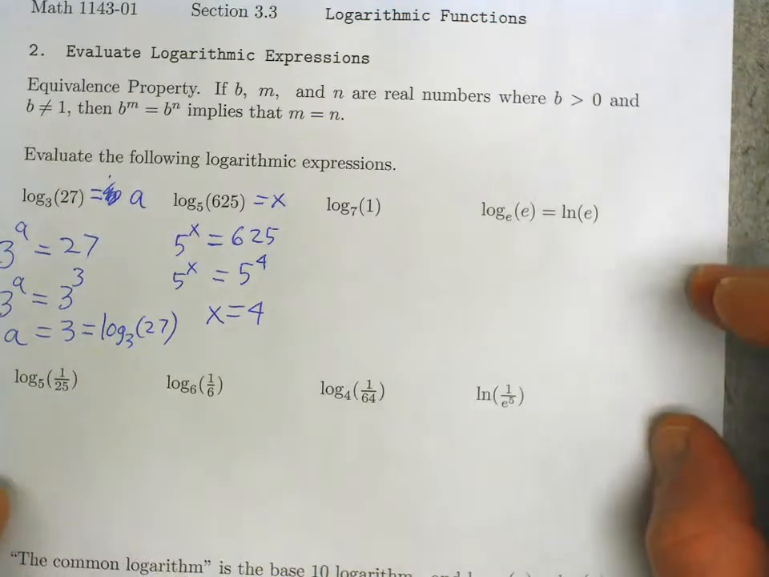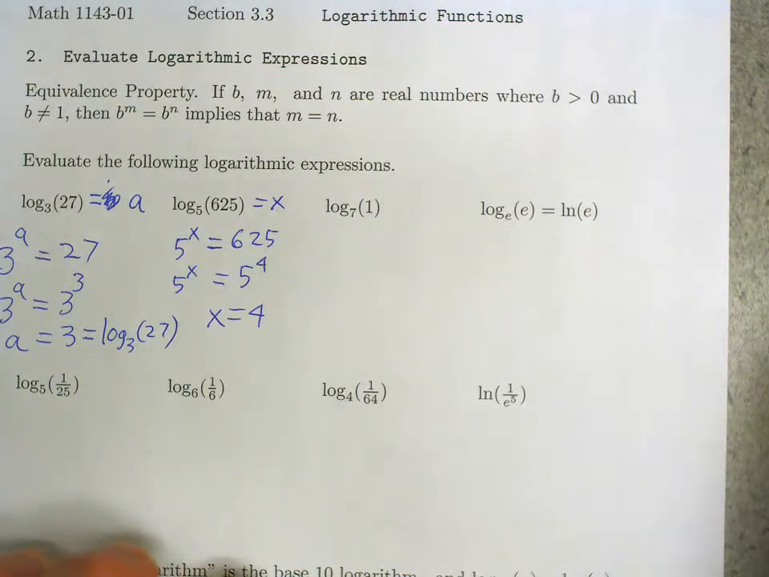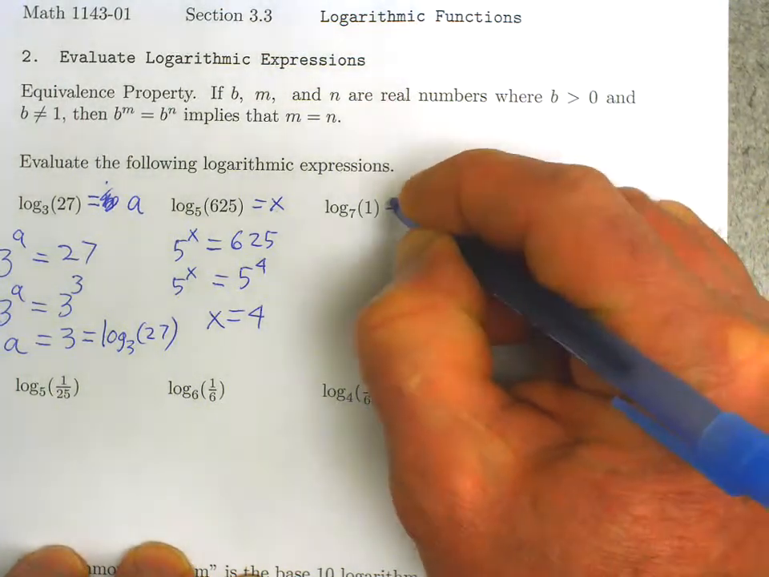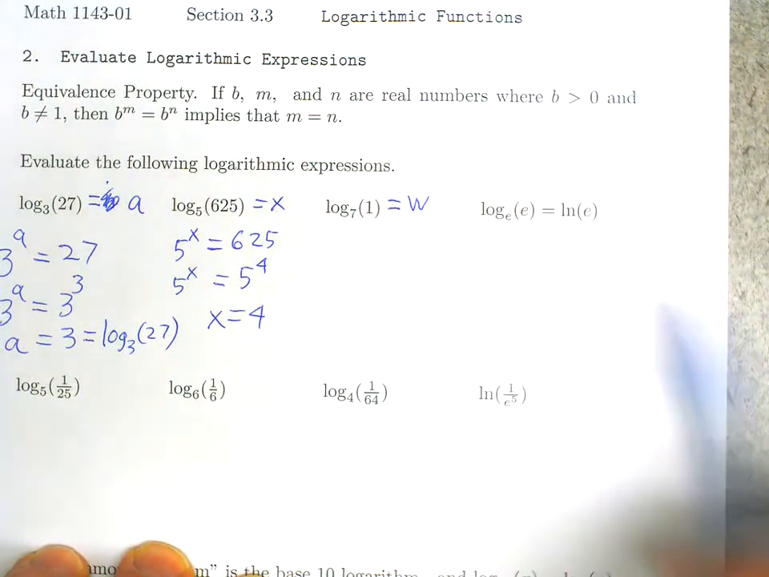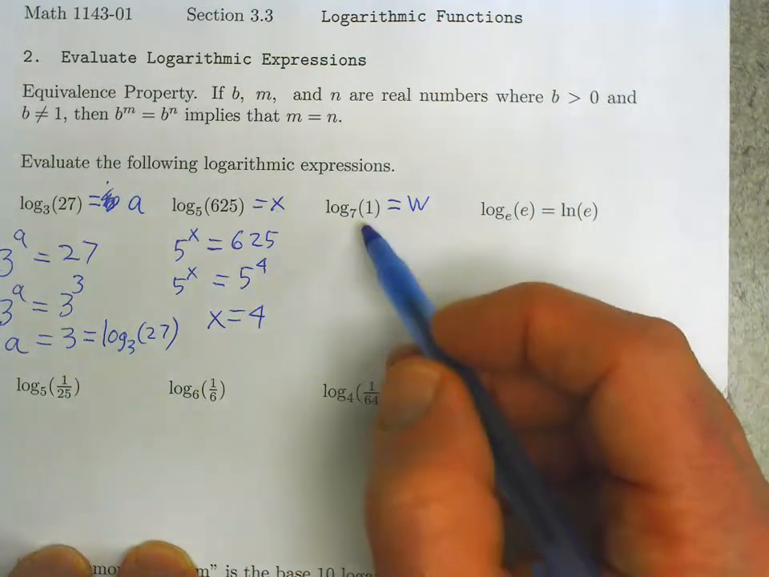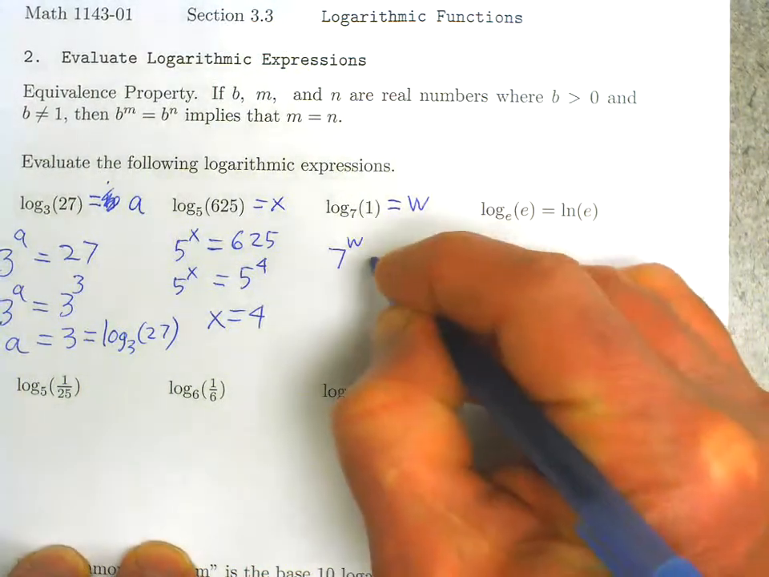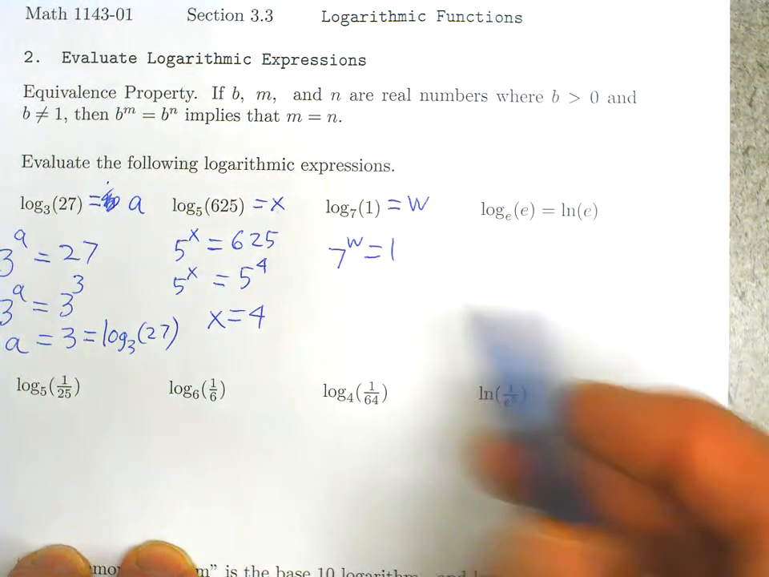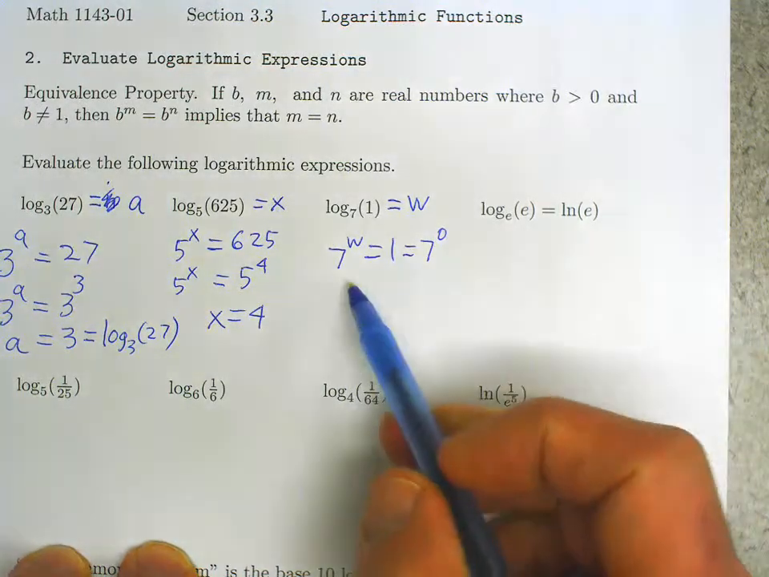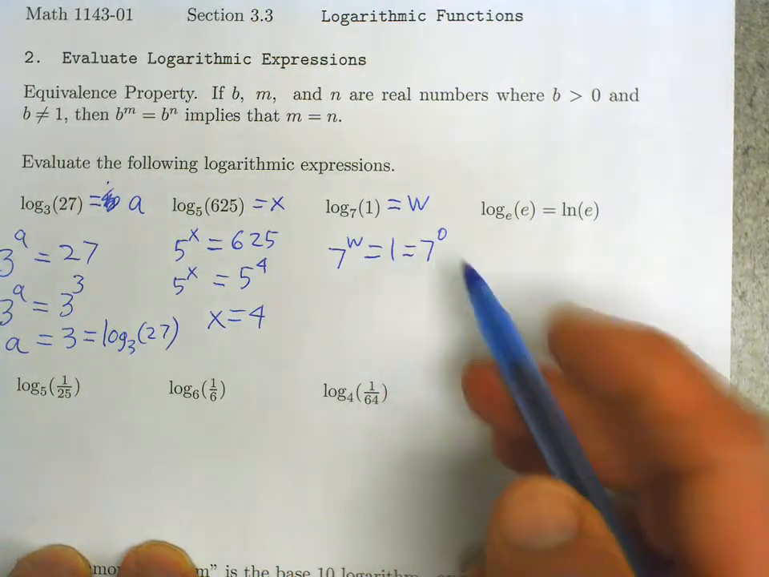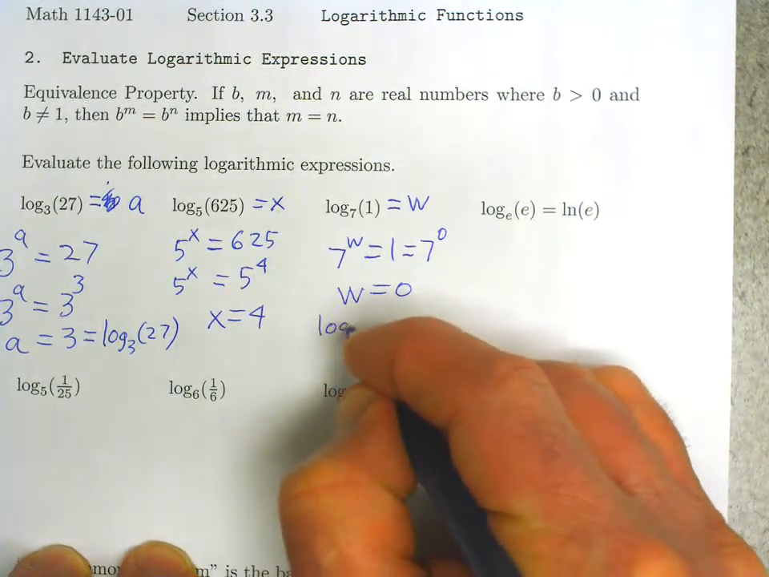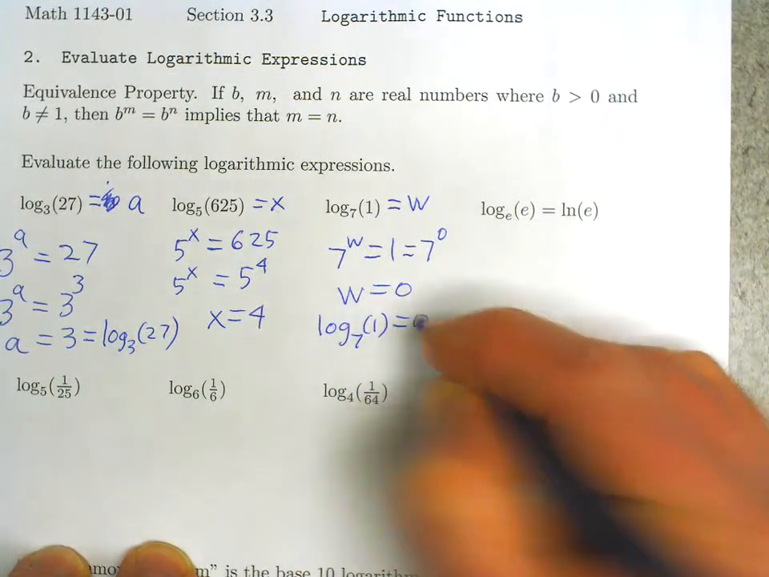Okay, so no doubt you see what's going on, but we'll do these other ones just for practice. Log base 7 of 1, that's equal to something. I'll just say it's equal to w. Then convert this to an exponential equation. 7 raised to the w equals 1. But 1 is the same as 7 to the 0. And so if 7 to the w equals 7 to the 0, then w equals 0. So in other words, log base 7 of 1 equals 0.